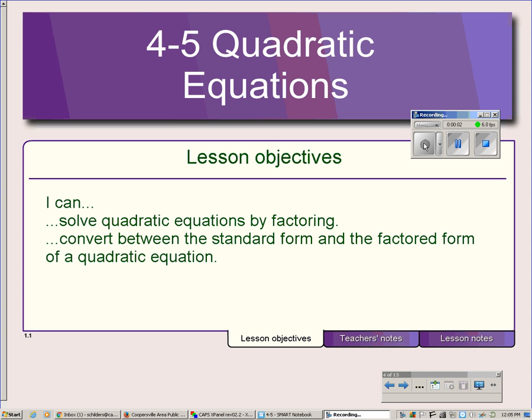This is lesson 4-5, and it is about solving quadratic equations. So in this lesson, we will learn how to solve quadratic equations by factoring, and we'll also learn how to convert between standard form and the factored form.